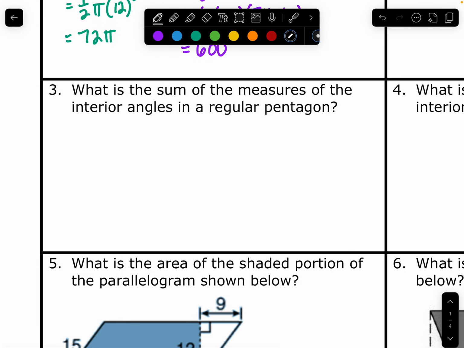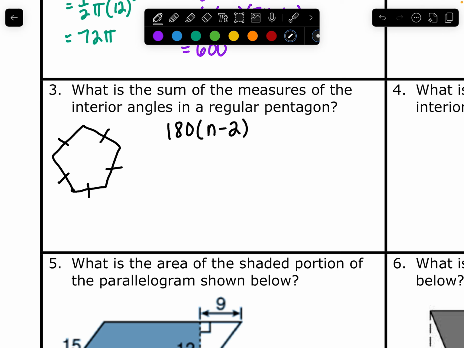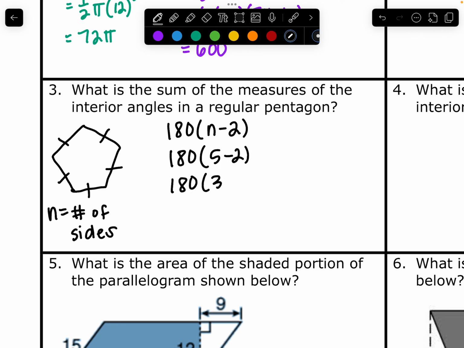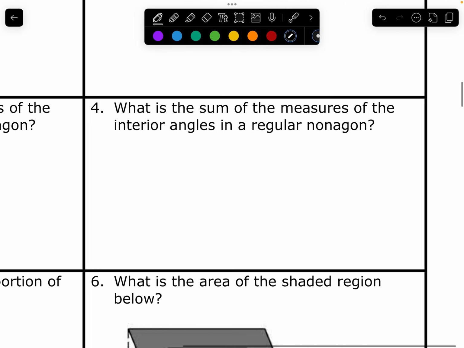Number 3, what is the sum of the measures of the interior angles in a regular pentagon, excuse me. So we have this regular pentagon, pretend it's regular, meaning all the sides are equal. So we want the sum of the measures of the interior angles. You can do this with the formula, which is 180 times n minus 2. N would be the number of sides. Okay, so that would be 180 times 5 minus 2, which would be 180 times 3. And 180 times 3 would give us 540 degrees. Go ahead and try number 4.